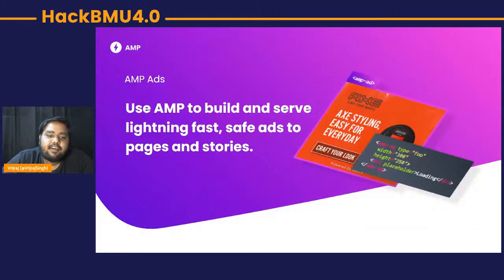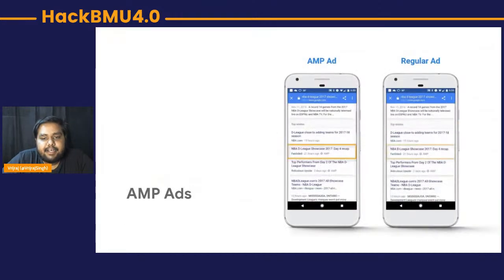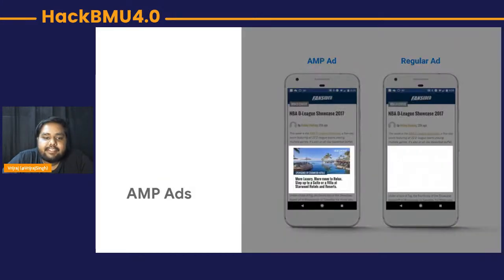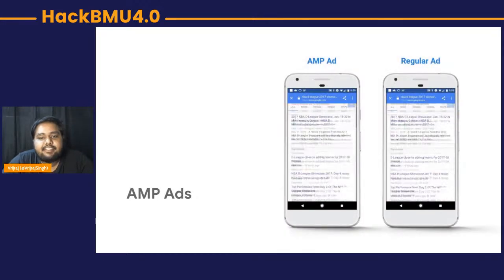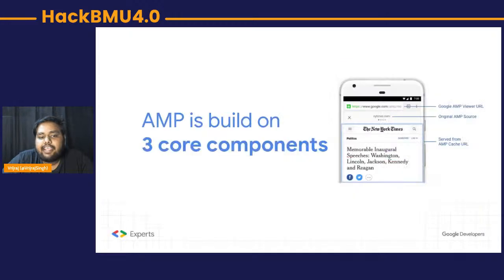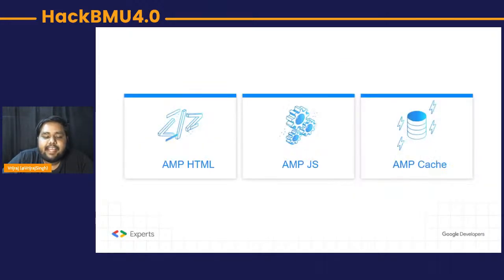you can create super fast ads with the help of AMP. These ads are very fast and performant, and you can provide a distributed pattern with the help of AMP ads. So see how AMP ads are faster than regular ads. Within a few seconds, the ads will be visible, and that's it. So how is AMP working? AMP is built on three core components. The first one is AMP HTML, the second one is AMP JS, and the third one is AMP caches. So what is AMP HTML?